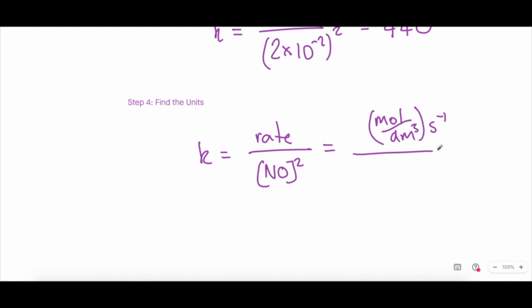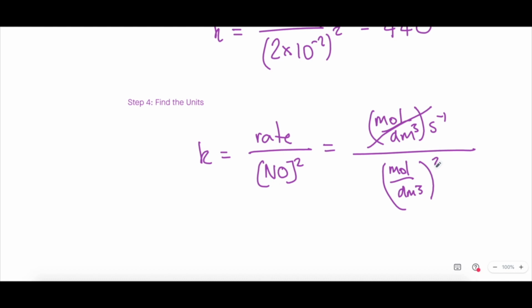Then at the bottom, you've got NO squared. This is concentration, so it's going to be mole per dm cubed. Put that in brackets. We're combining all the mole per dm cubed and putting a squared on the outside. The reason I say to combine the mole per dm cubed is because you can easily cancel them out. Because this is a squared, you have 2 mole per dm cubed at the bottom and 1 at the top, so you can cancel them out.